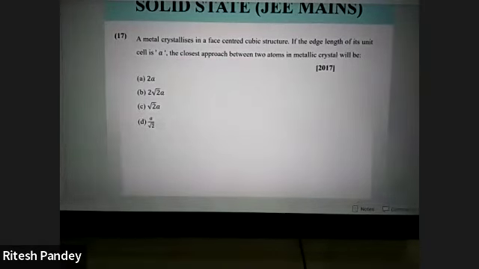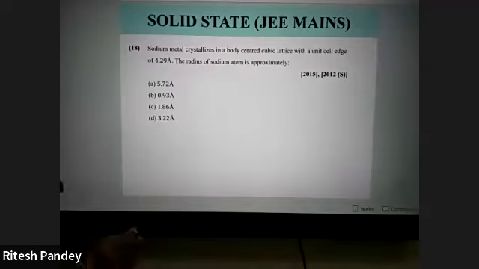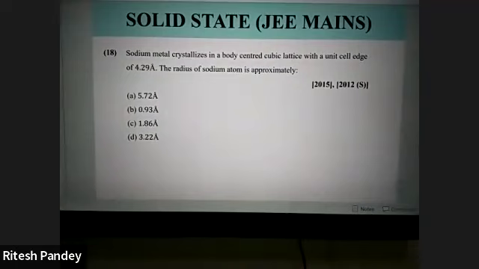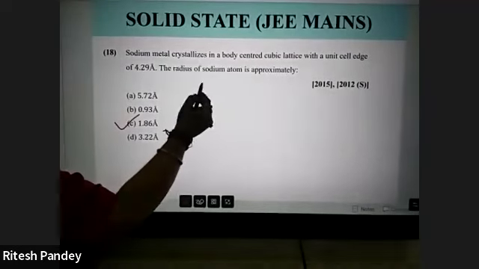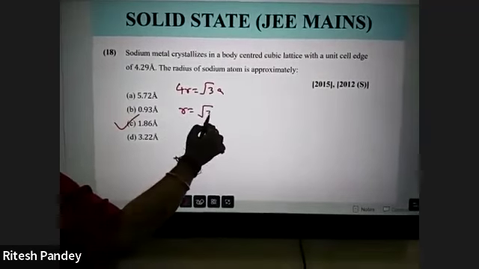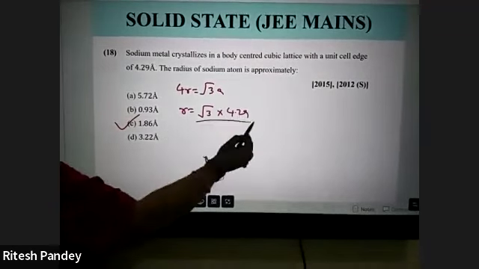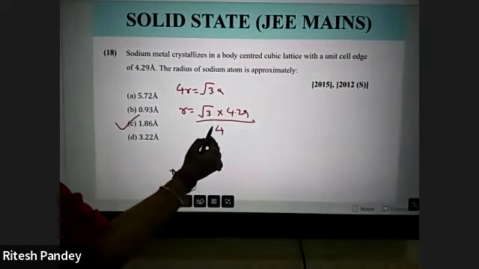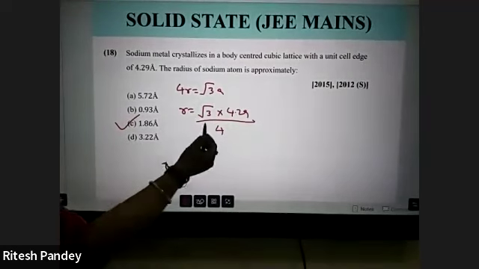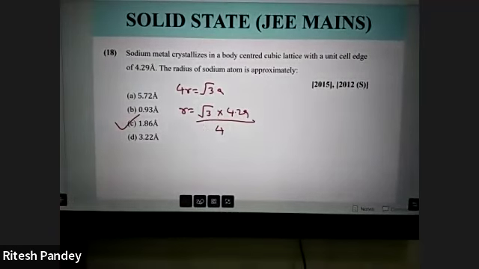Sodium crystallizes in a BCC. Edge length is 4.29. I'm sure you would have done it. Option C. Very good. Indeed it is option C. The moment they tell you body centered cubic, you'll go to write 4r is equal to root 3 a. And again, these are calculations within reach. Root 3 of 4.29 upon 4. Root 3 is 1.73, this is 1 point something, so you'll want to go with the closest value. It's not like you do exact calculation. I hope I'm being understood. 1.86 angstrom is the right answer. So this is again very doable.